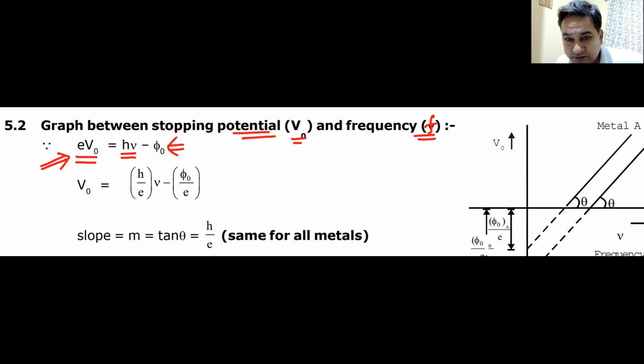Then I just write V naught as E goes from here and it gets divided over here. So E goes here and E goes here. Yes or no? The slope of this graph becomes H by E, which is same for all metals. Yes or no?